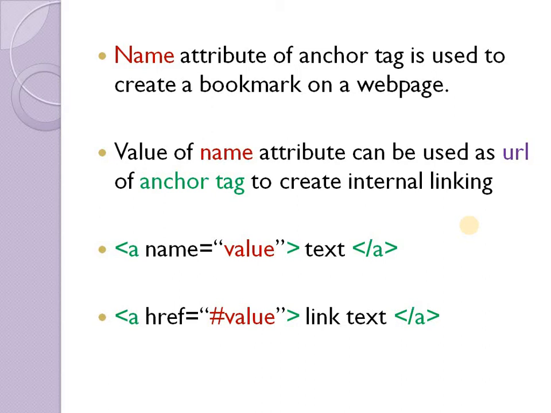The value which you give against the name attribute will be used as a URL for the anchor tag to create internal linking. See the example. Anchor tag name equals value, and then the text, whatever content you want to write. Then to link to this from a hyperlink we use a href equals hash and the name of that value, whatever value you have given, and the text will be created as the link text. See the example of how we can do this.